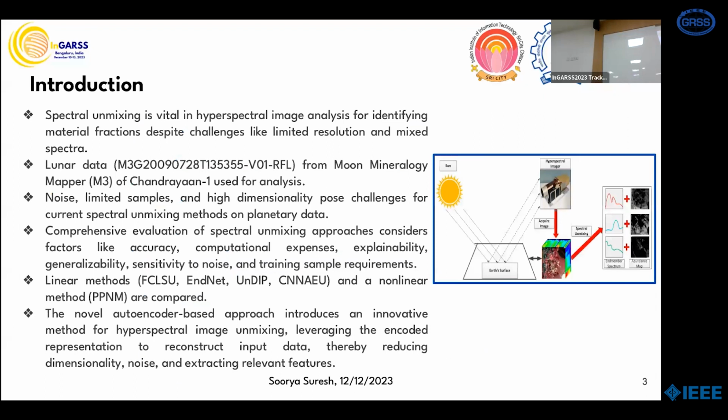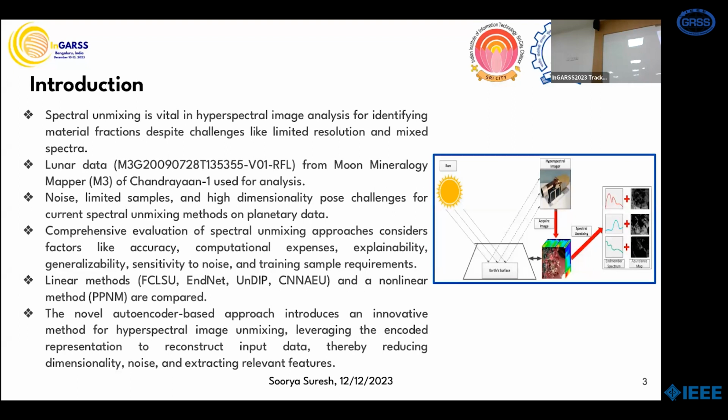In this slide, limited resolution and spectrum. The next slide is lunar data from Moon Mineralogy Mapper on Chandrayaan for spectral unmixing analysis. Issues in current spectral unmixing methods for planetary data include noise, limited samples, and high dimensionality. Comprehensive evaluation considers accuracy, computational expense, explainability, generalizability, sensitivity to noise, and training capability. There are linear and nonlinear methods.